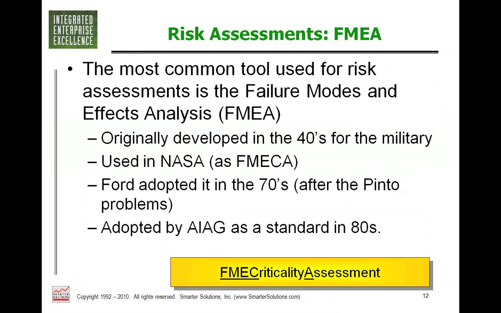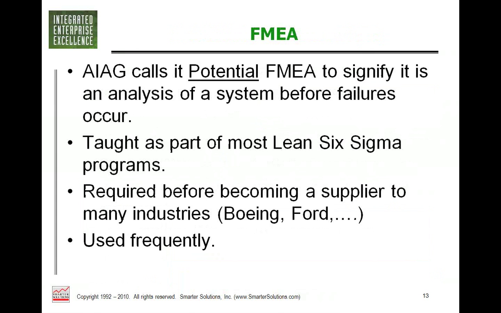Ford got into it in the 70s, and the AIAG, the Automobile Industry Action Group, which is a conglomerate of all the U.S. car companies, adopted it as a standard in the 80s. So there's one of their FMEA booklets that they put out that's somewhat of a standard for FMEAs. Now, AIAG calls it a potential FMEA to signify it's an analysis of a system before the failure occurs. So it's not like something's happened and we're looking at the reliability and we have good numbers. We're looking at something that potentially could occur.